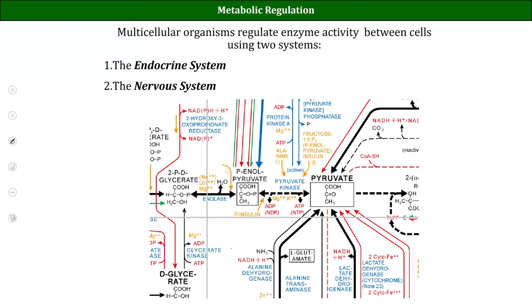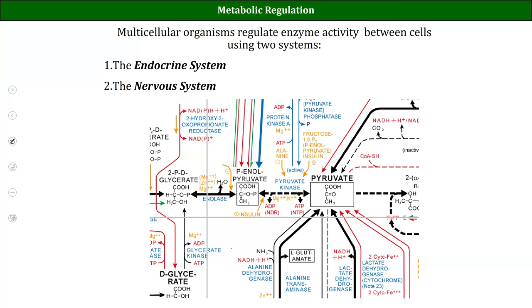Basically, if you have more than one cell in the same organism, and the cells are going to work together, there has to be some way of them communicating, right? There's got to be some way of these cells telling the cell next to them, hey, we've got extra glucose right now, go ahead and start making more ATP. Or, hey, we have really low glucose right now, we need to stop making ATP and slow things down.